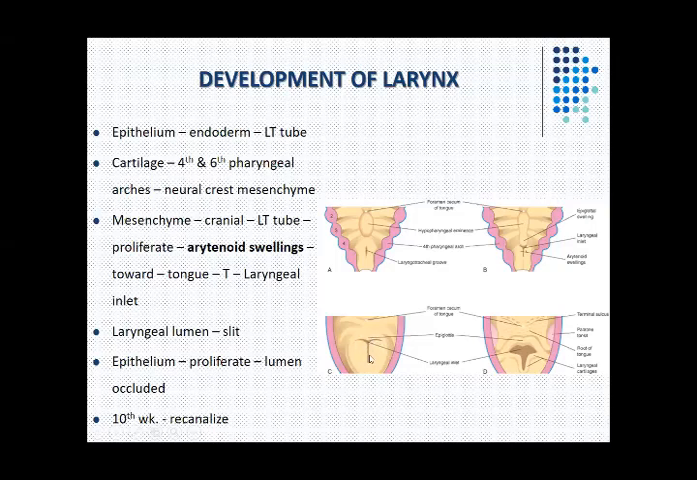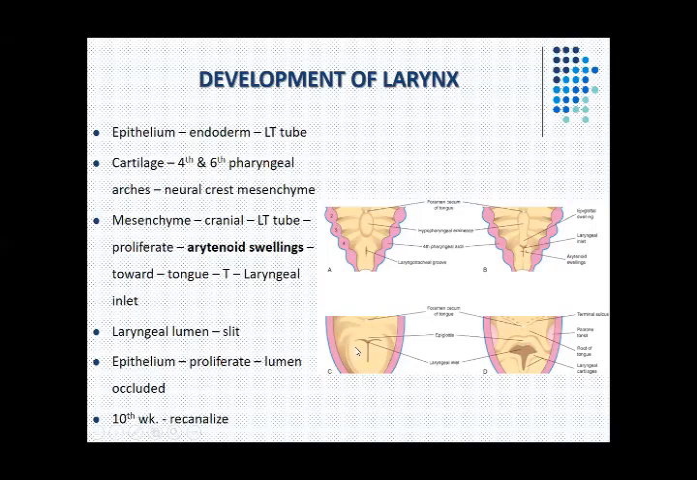The swellings that develop at the cranial end, by proliferation of mesenchyme at the cranial end of the laryngotracheal tube, are called arytenoid swellings. As they develop inside the laryngotracheal tube, obviously the lumen of the laryngotracheal tube narrows, because these swellings bump into it from the inside.